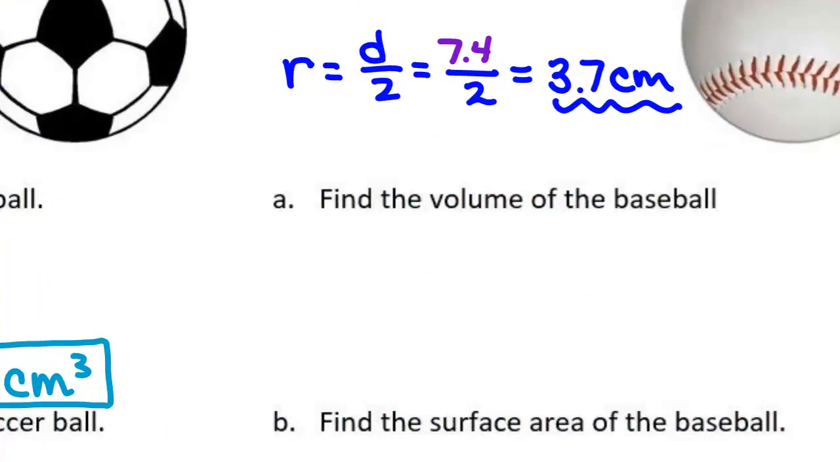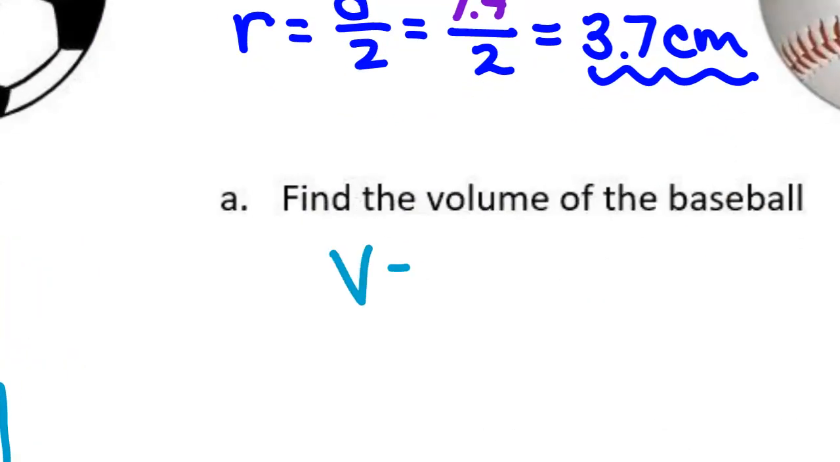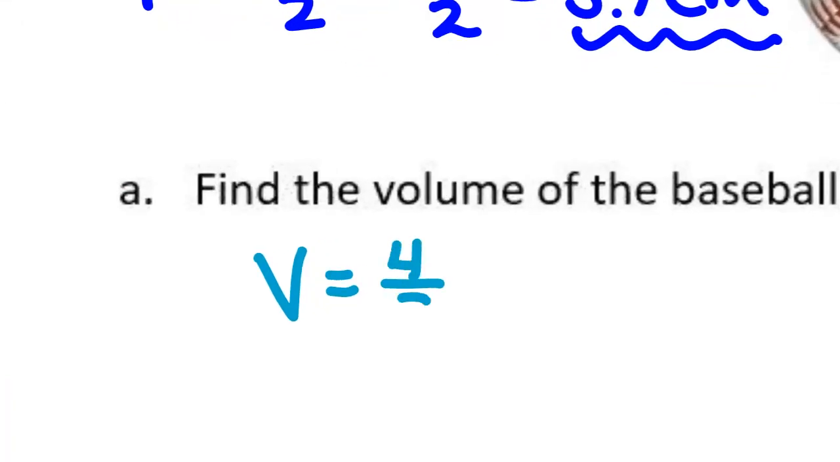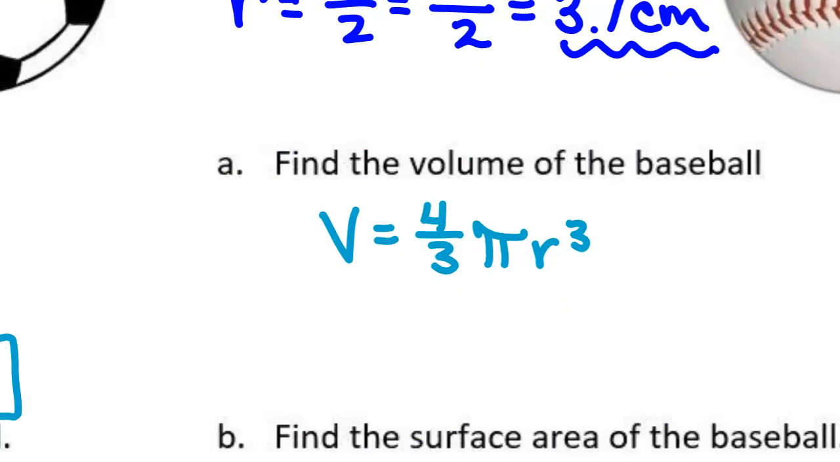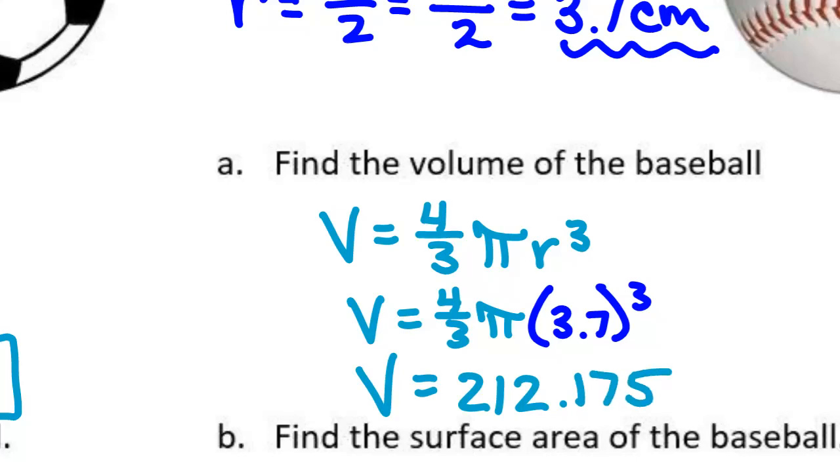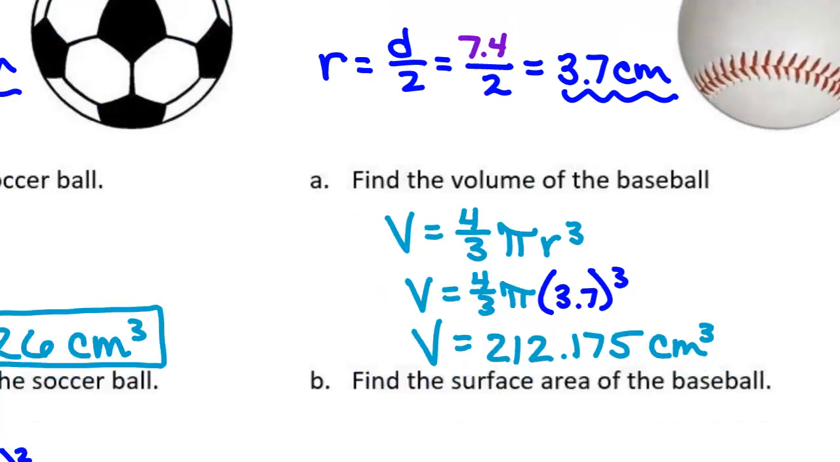What did you get for the volume? So for the volume was how much? 212.175, yes. 4/3 times pi r cubed. So 4/3 times pi times 3.7 cubed comes out to be 212.175 centimeters cubed.